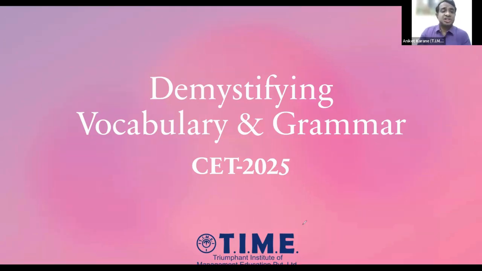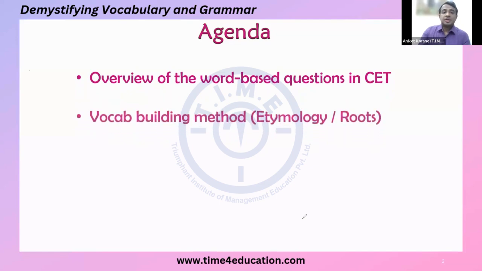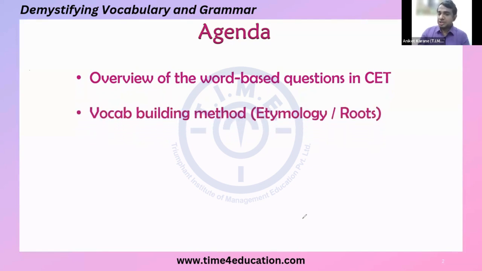Okay. So what's the agenda for the day? We are going to look at the overview of word-based questions in CET. We are going to look at the vocab building methodology, that is etymology or roots that are involved. Then what is the word structure? How is the word formed? And what kind of hints you need to pick up on when you look at a word, and how do you decipher what the root should be?